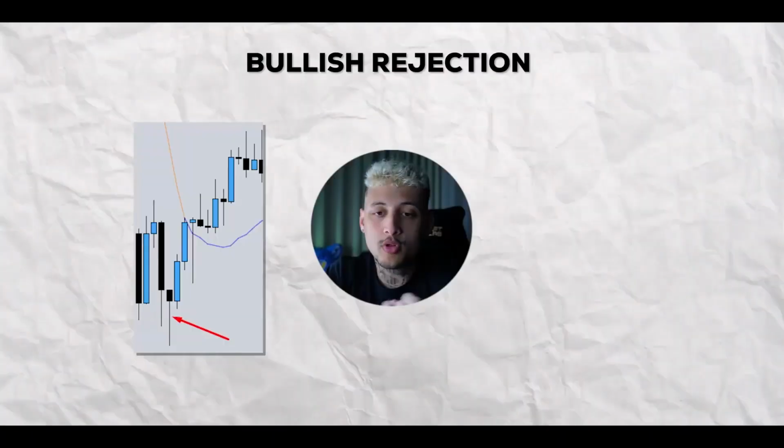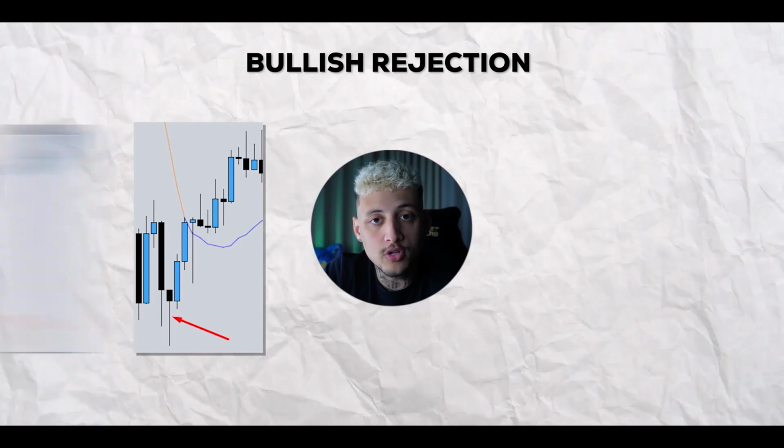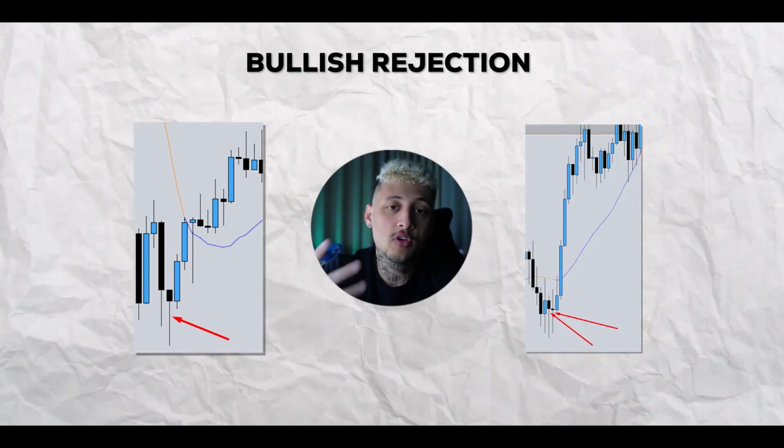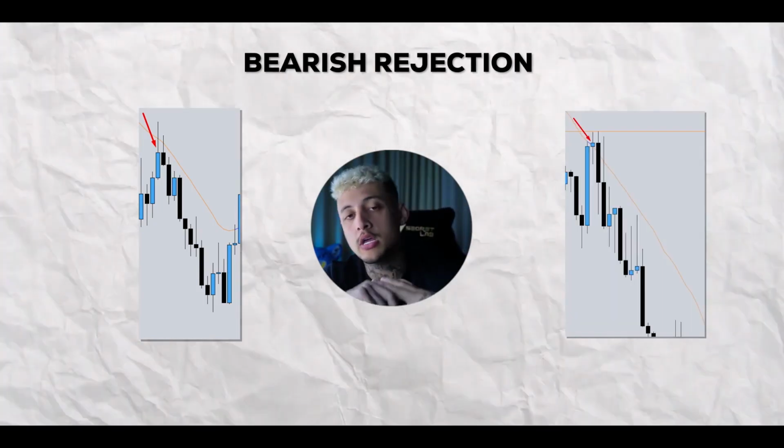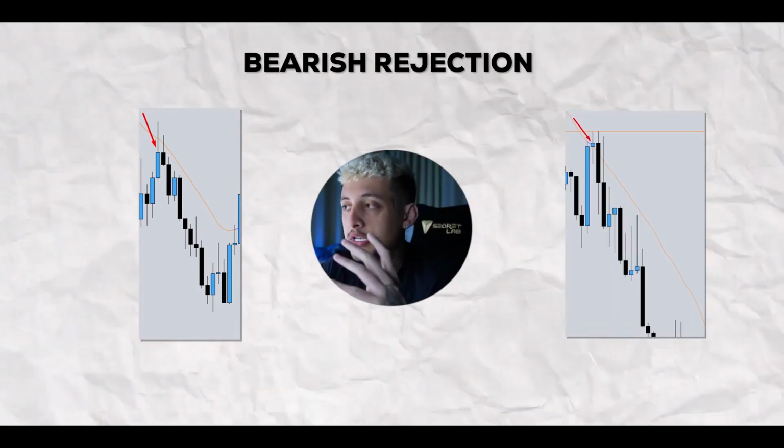On the screen here, you're going to see an example of a bullish rejection. Here's another example of a bullish rejection. Or if we're looking to sell, here's an example of a bearish rejection, and here's another bearish rejection. Those are the different forms of rejections.